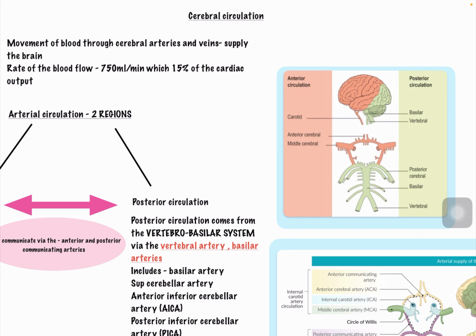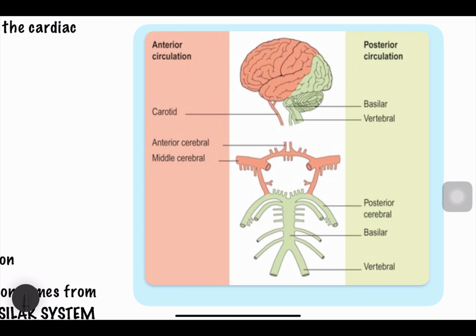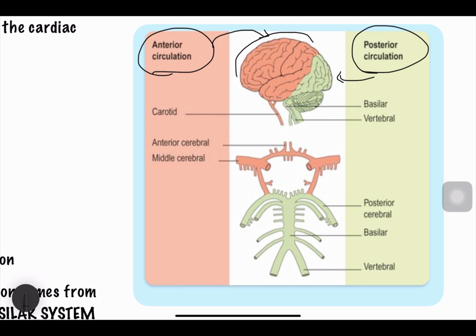In this video, I'm going to talk about cerebral circulation. When we talk about the cerebral circulation, we must know there is an anterior circulation and a posterior circulation. Anterior circulation supplies the anterior parts of the brain and the posterior circulation supplies the posterior region of the brain. Anterior circulation mainly includes the carotid artery system, which comes mainly from the internal carotid artery. And the posterior circulation includes the vertebrobasilar system, which comes from the vertebral artery and the basilar artery.